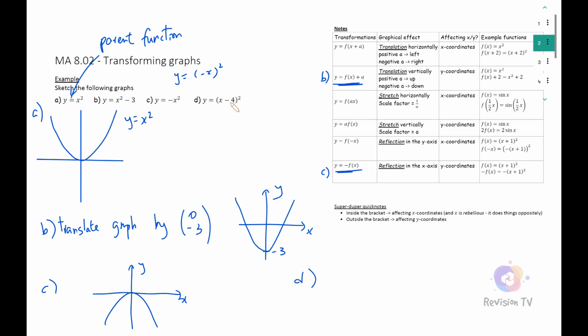Now this time, a plus and minus. So the first thing that comes to your mind is translation. Okay, translation. And inside the bracket means affecting x. So translation, graph, inside the x. Now minus 4 means you move the graph by (4, 0). So move the graph to the right by 4. So the original is here. Move to the right by 4 means like this, 4, and that's the answer.